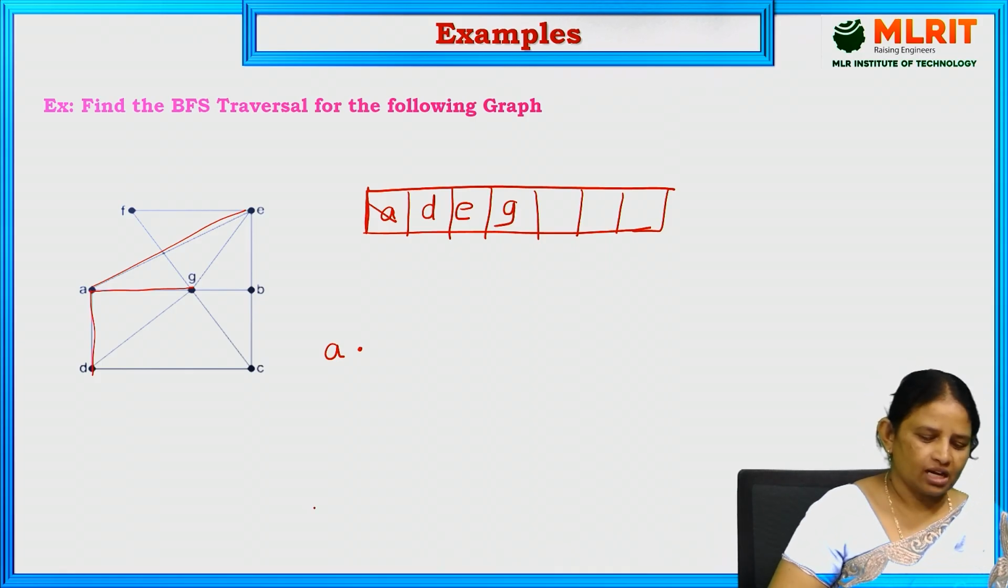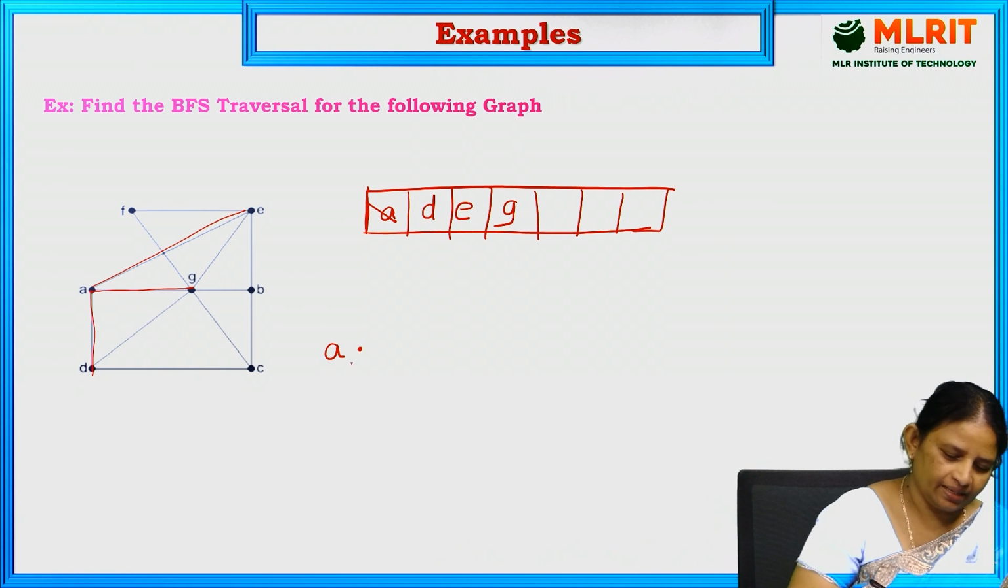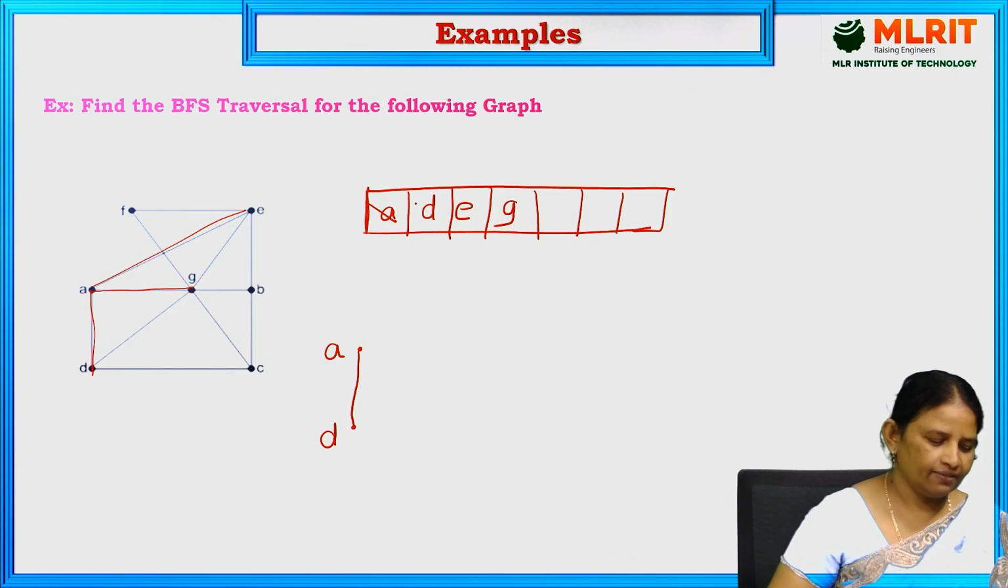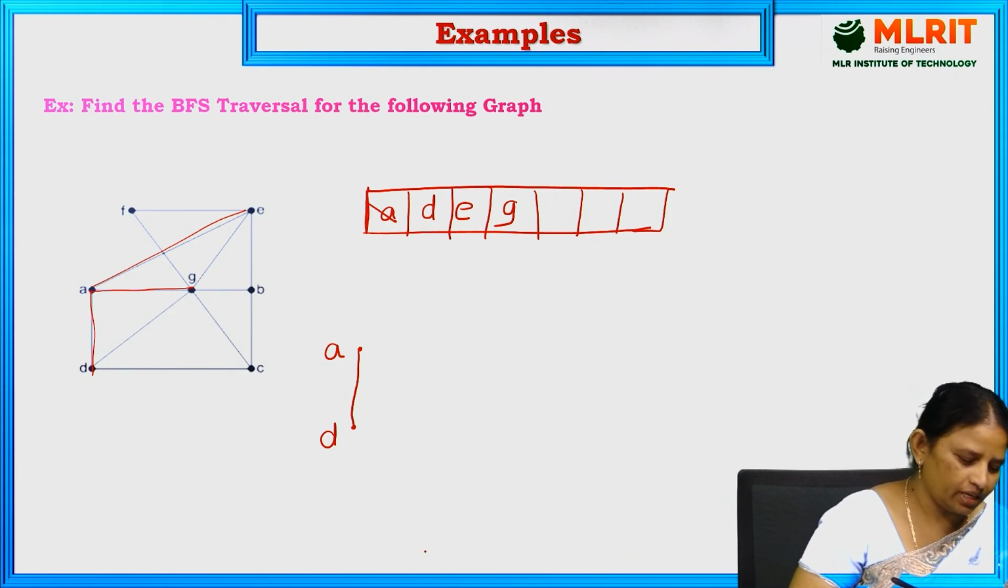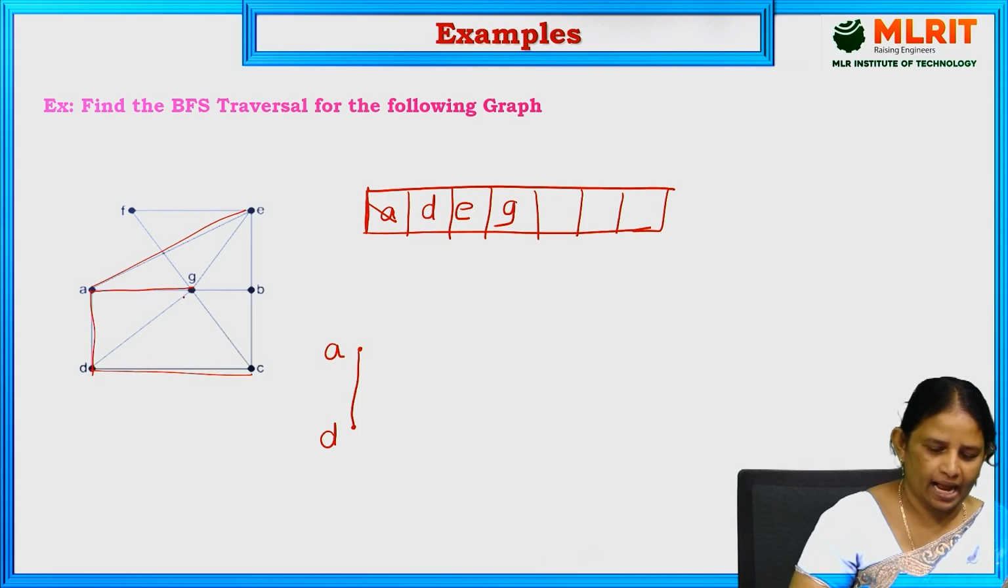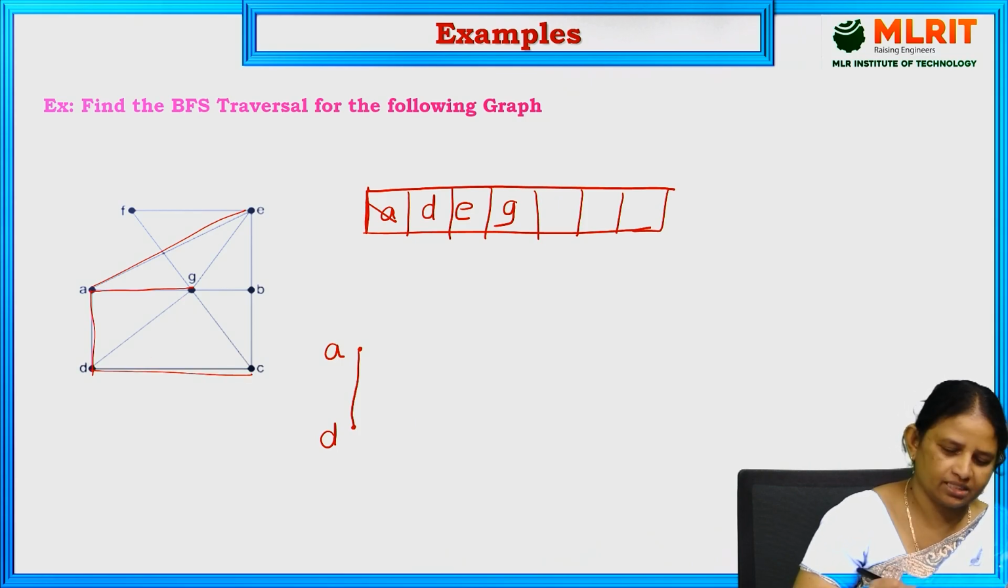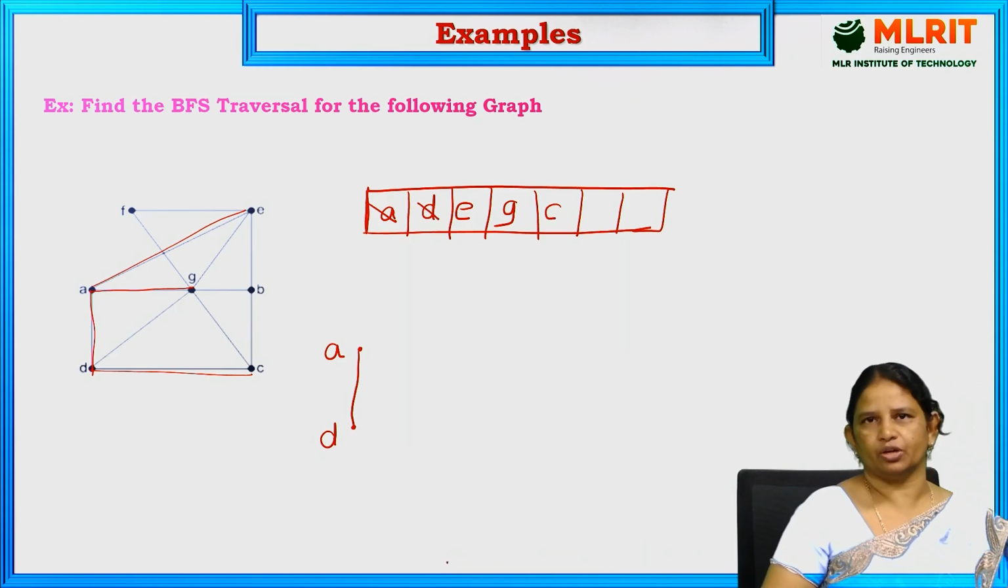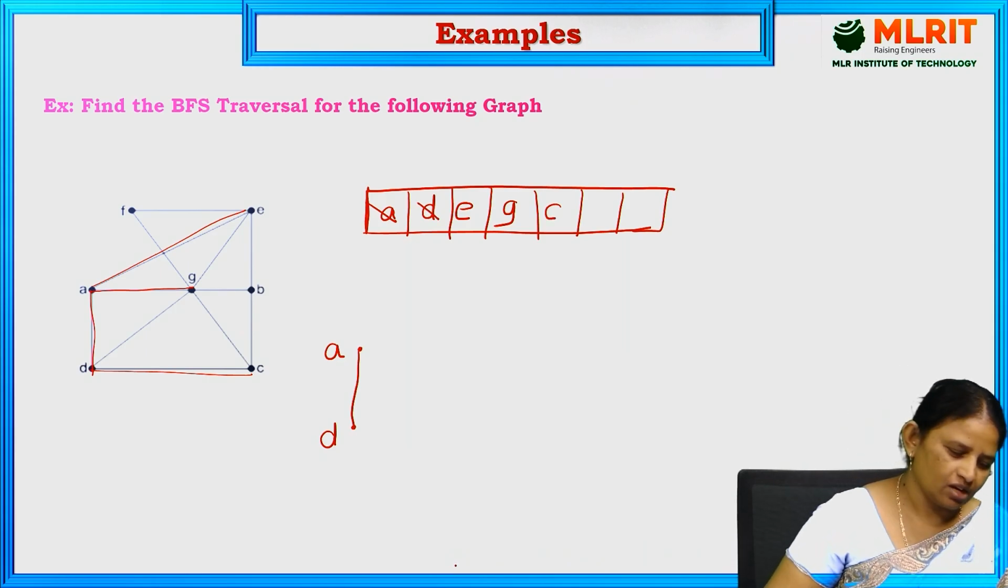Next, the next element is D. We have to draw the spanning tree from A to D. So before deleting D, what are the adjacent vertices of D? One is C, another one is G. G is already added, it is not an unvisited vertex. C is added and D is deleted from the Q. Next, what is the next one?